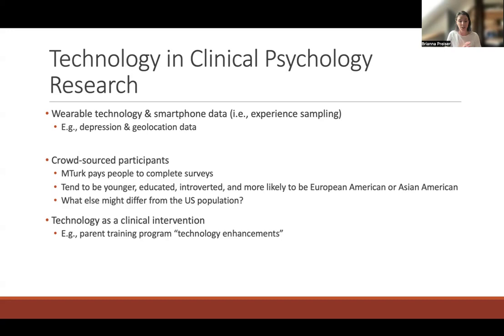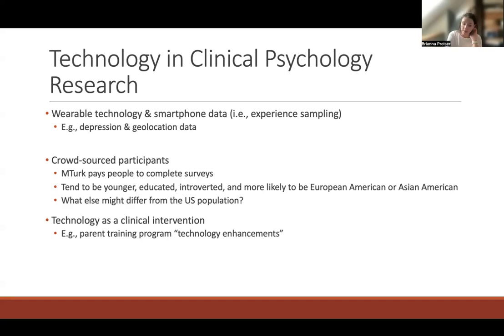There is research on US MTurk participants suggesting that as a group, they differ slightly from the general public in the US in that they're slightly younger, that they're better educated, they're more introverted, and they're more likely to be European American or Asian American.